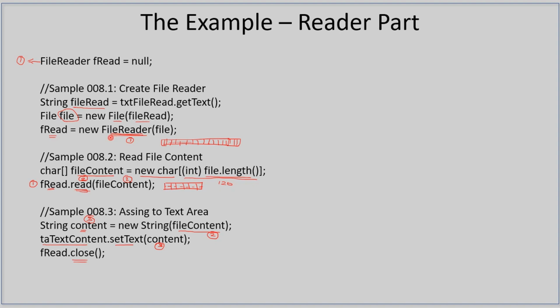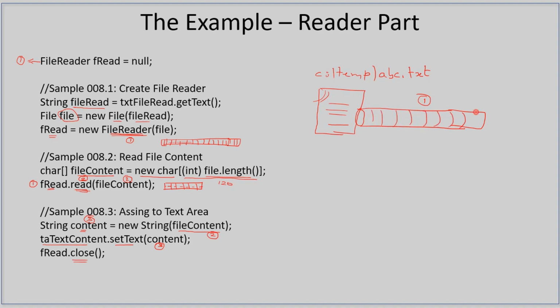The process goes the same for FileWriter also. Here, this is our text file at some specific location, let's say C:\temp\abc.txt, and we open a stream for this text file. That's the file reader, and this content will get copied here in the form of a char array.